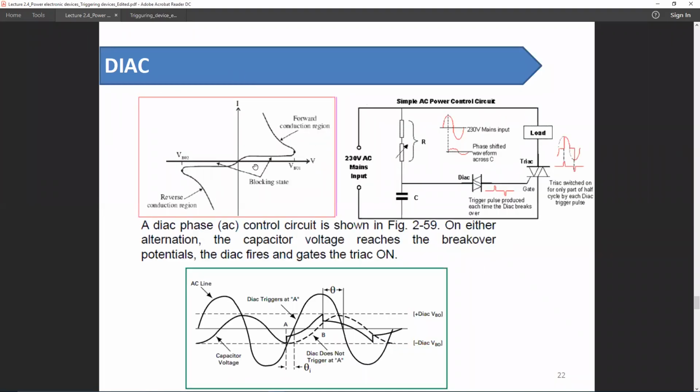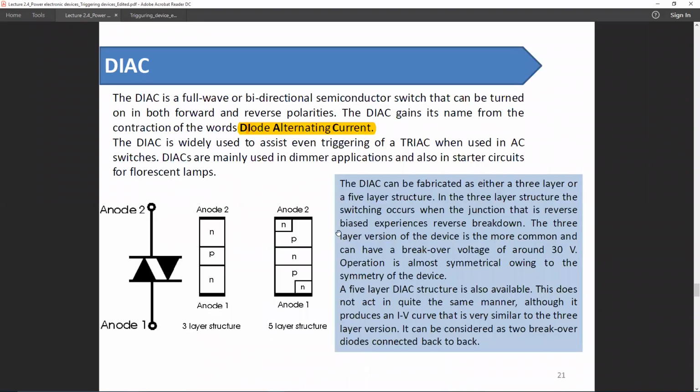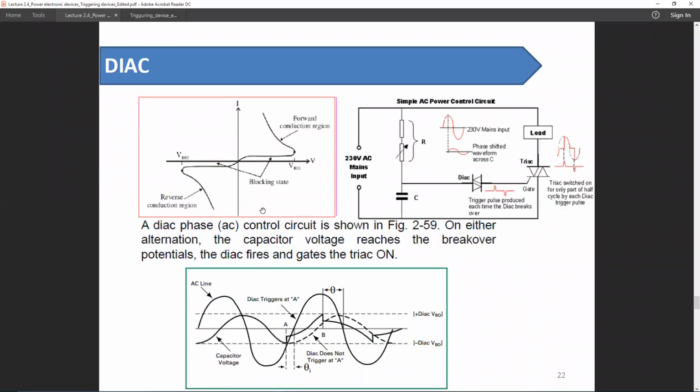The characteristic curve of DIAC is similar to that of a TRIAC, but in case of a DIAC, there is no input terminal or control terminal, so the DIAC can only be turned on by this breakover voltage. So once this breakover voltage is achieved, the DIAC is on.